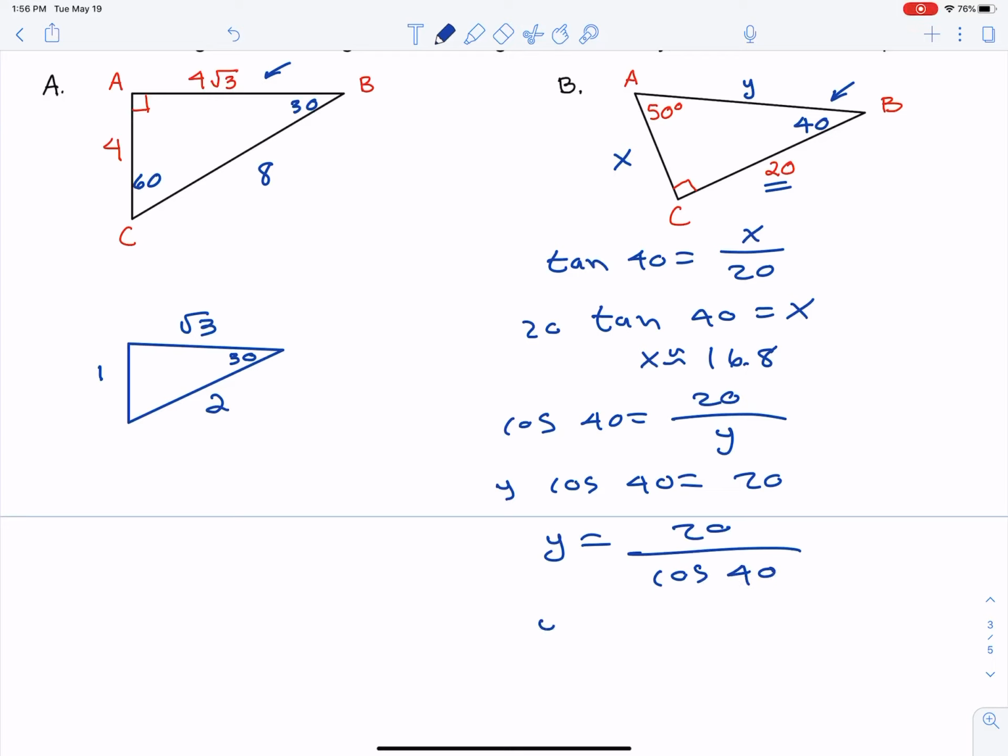So let's go figure out what that is. Time to plug that into our calculator. So we get 20 divided by cosine of 40. And that gives me Y is approximately, right? It's not exact because I'm going to round. It's approximately equal to 26.1, whatever the units are, because we don't have a unit value. Okay, and that is part 2 of the Unit 7 Review 2 lesson.